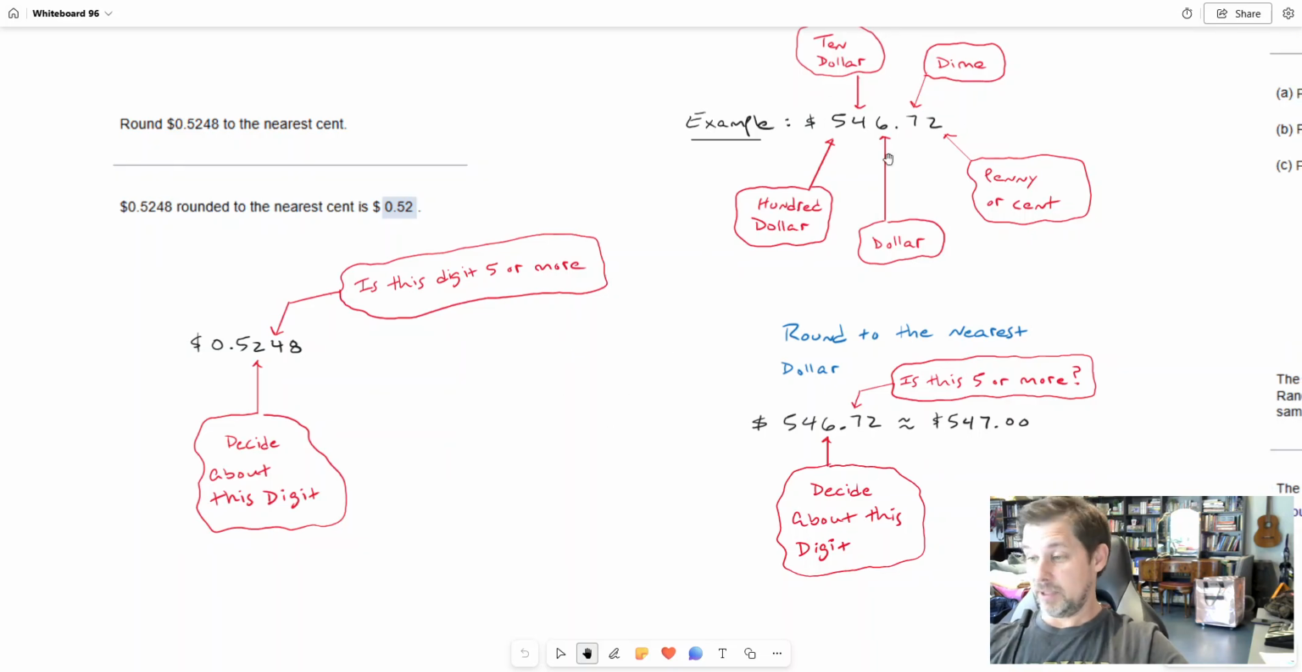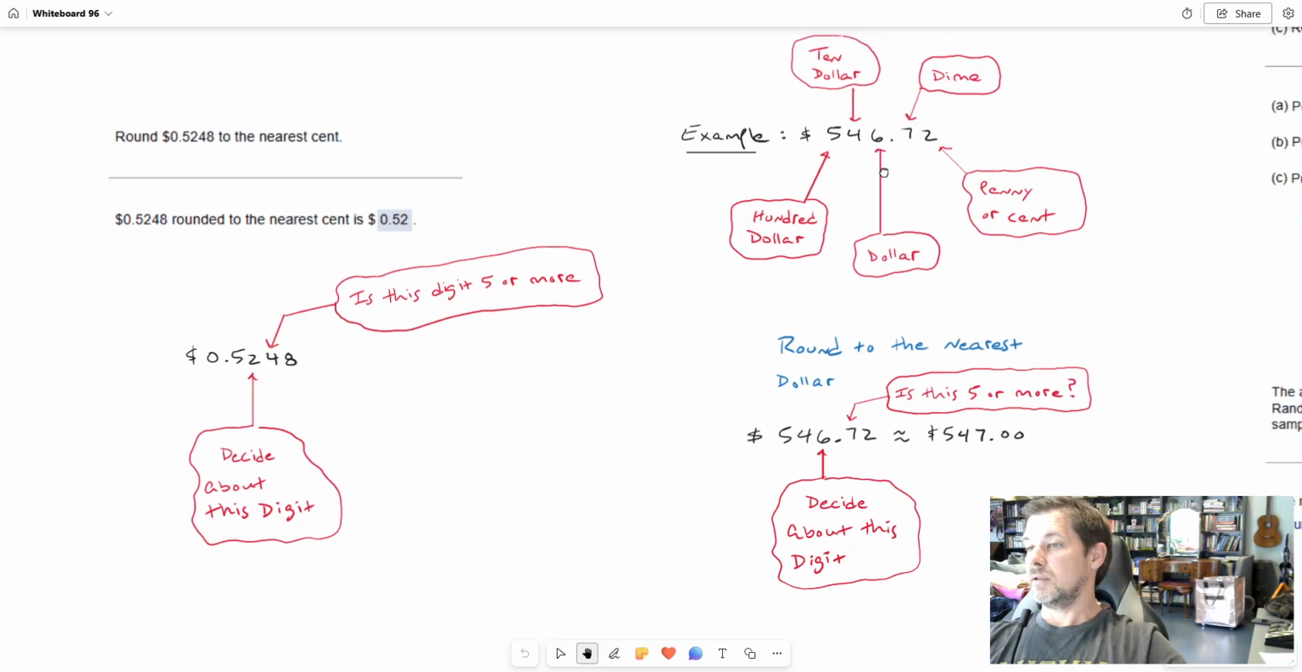All right, now that I've explained what the place values are, let's do a little example. Like, what if you rounded that to the nearest dollar? Okay, well, dollar, that's the ones place. I'm going to see that 6. Let me look at the digit just to the right. Okay, that's a 7, and 7 is more than 5, so 546.7, that 6 bumps up to 547, and then those digits to the right become 0. So that'll be rounding, for example, this number to the nearest dollar.